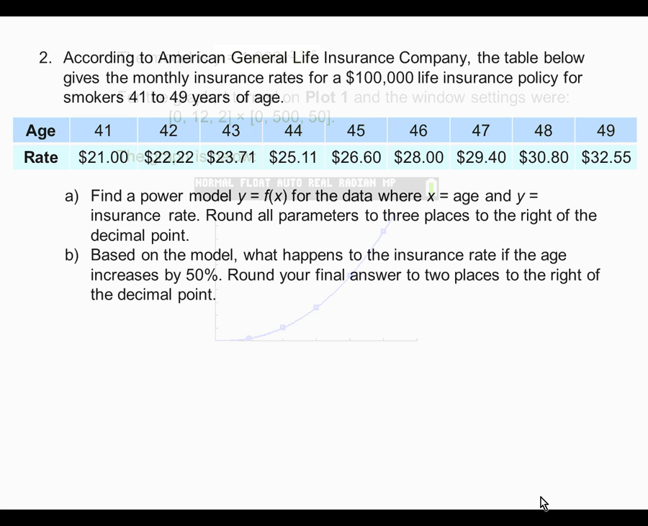Okay, example number 2. According to American General Life Insurance Company, the table below gives the monthly insurance rates for a $100,000 life insurance policy for smokers from the ages of 41 to 49. So there it is. Question A: find a power model y equals f of x for the data where x equals age and y equals insurance rate. Round all parameters to 3 places to the right of the decimal point. Question B: based on the model, what happens to the insurance rate if the age increases by 50%? Round your final answer to 2 places to the right of the decimal point.